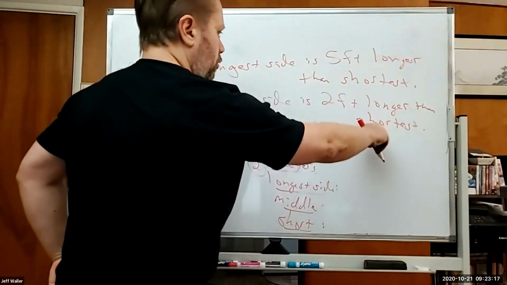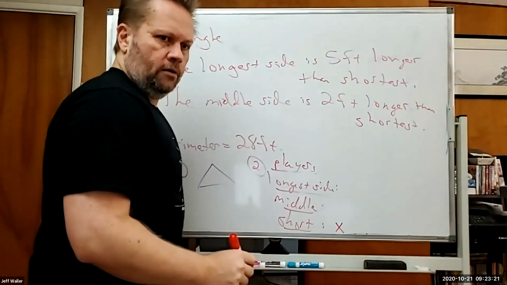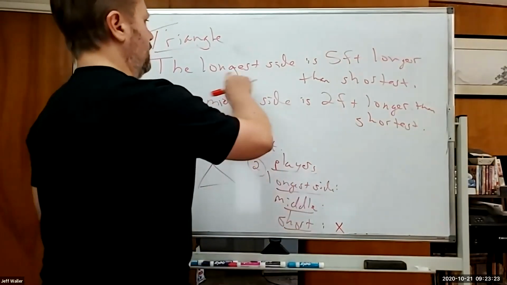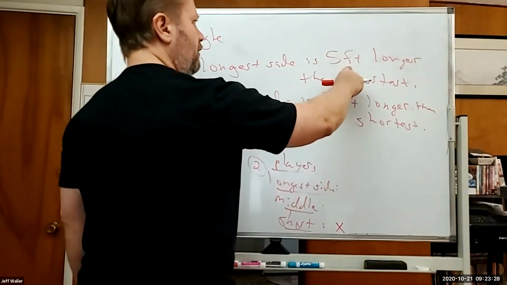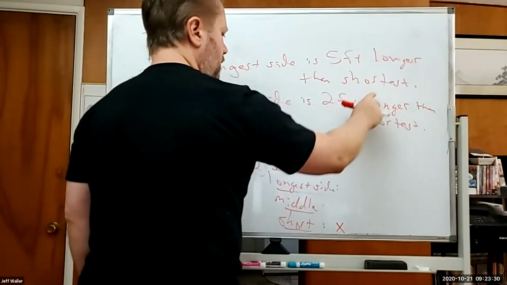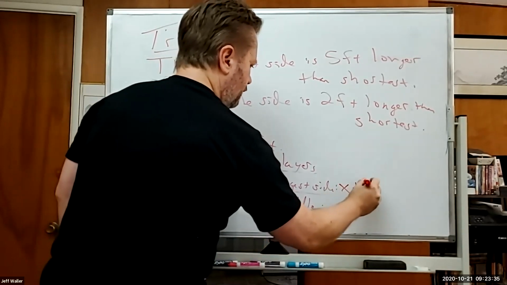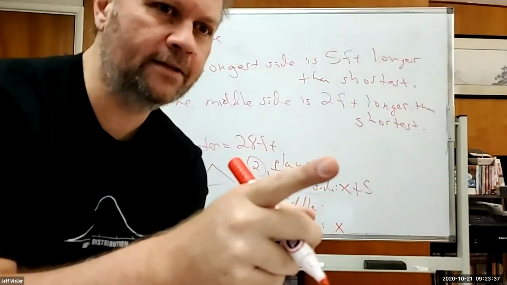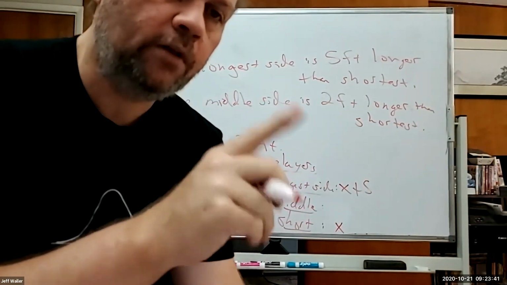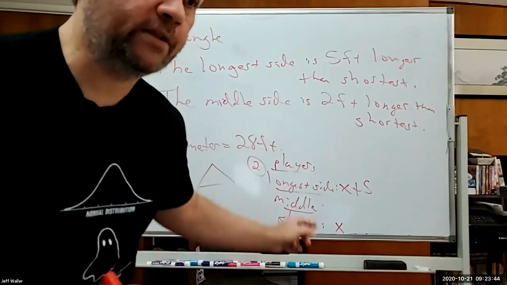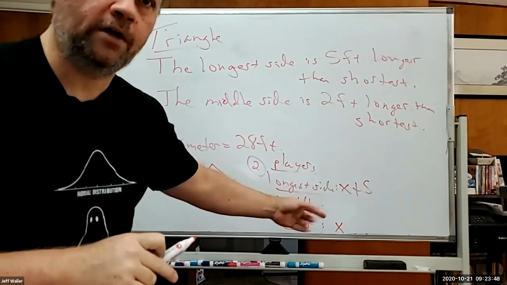So I'm going to make the shortest one X. If I call the shortest one X, what can I call the longest side then? X plus 5. Yeah, it's 5 foot longer than this, so it's 5 foot more than this. So it's X plus 5. It's not 5X because they didn't say it's 5 times as long. They said it's 5 foot longer, so that'd be X plus 5. So of course, then what's the middle side? X plus 2. I love it.